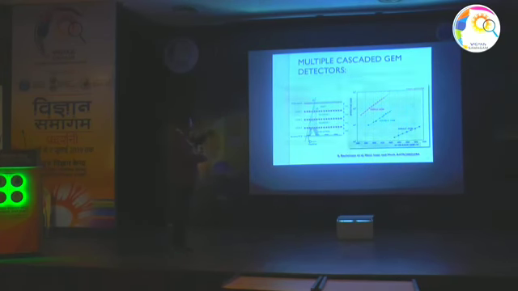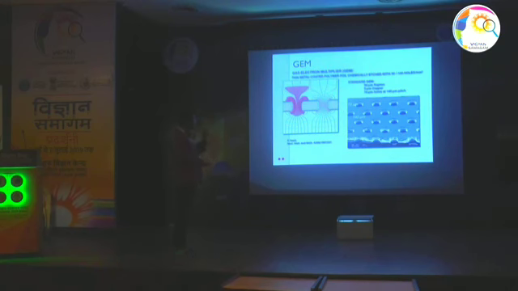So this is a single GEM, but with a single GEM I cannot increase the gain. Gain stands for output charge by input charge, the number of total electrons collected by the primary number of electrons. So I cannot increase the gain to a very high value. To do this, either we can increase the voltage to a very high value, which we don't want, because if you increase the voltage very high, then there will be a probability of sparks.